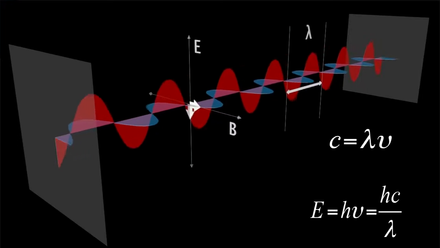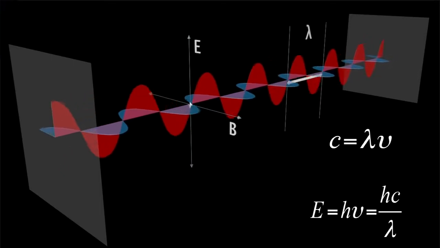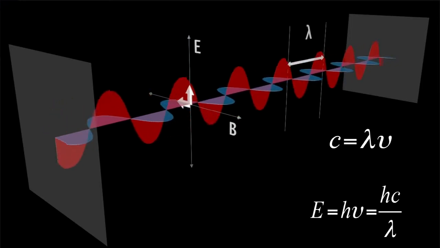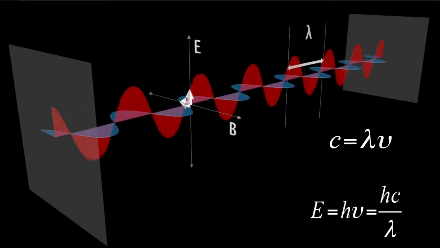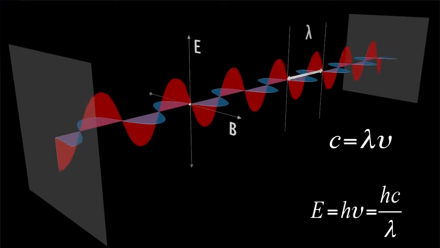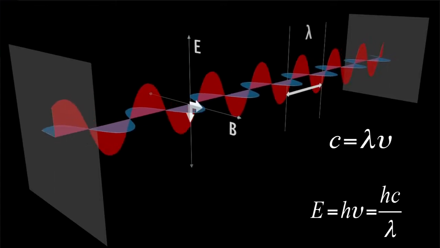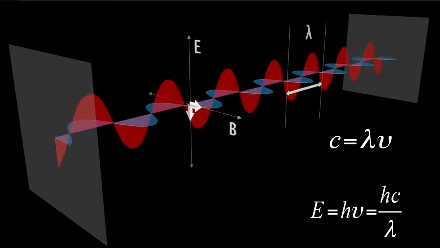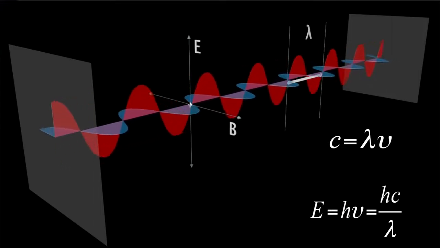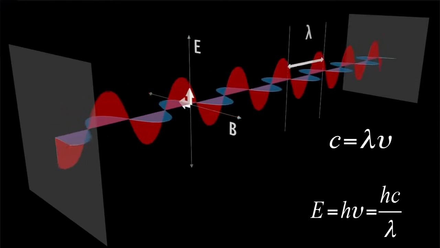Now we describe light as a wave. Light can be represented by an electromagnetic wave. Here we see an electromagnetic wave traveling in direction x. Perpendicular to this direction, we see that an electric field E is oscillating. Perpendicular to the direction of propagation and the oscillating electric field, a magnetic field B is oscillating. The distance between the maxima of the oscillating electric field is called the wavelength, usually indicated by the symbol lambda.